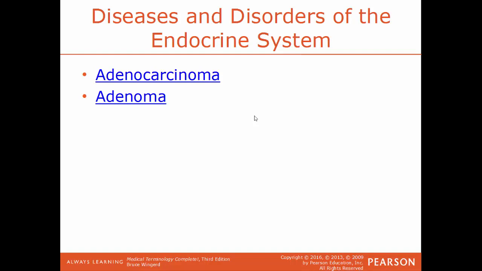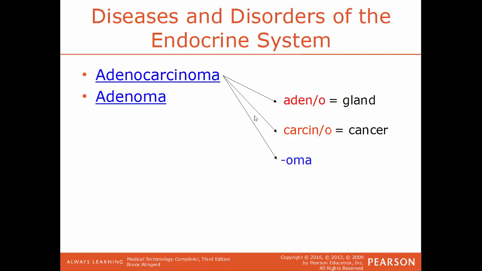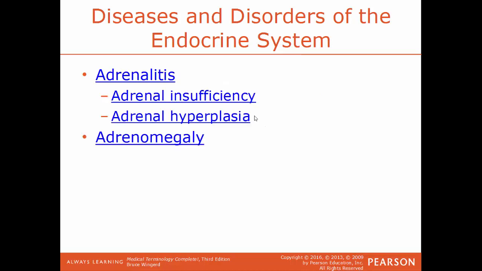And we're going to break down that first term. Adeno refers to a gland. Carcino references cancer. Oma means tumor. A cancerous tumor within a gland. Adenocarcinoma. So our next term, adrenalitis, is the inflammation of either one or perhaps both of the adrenal glands.